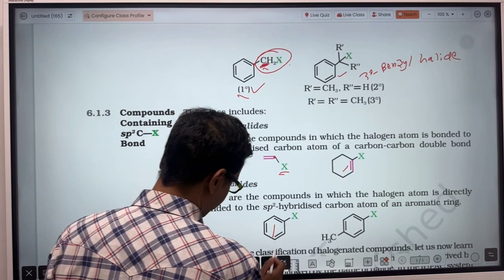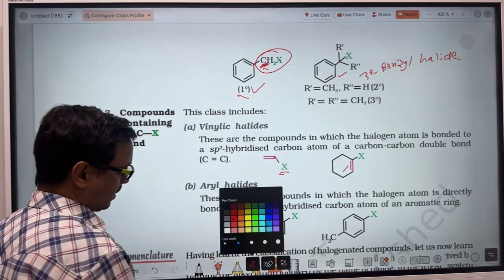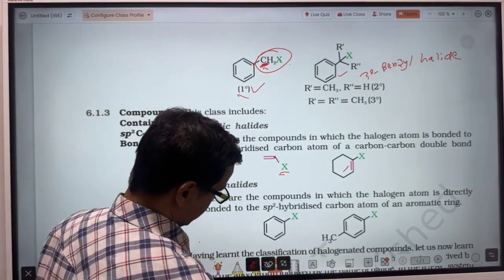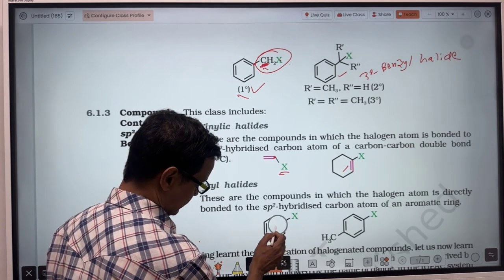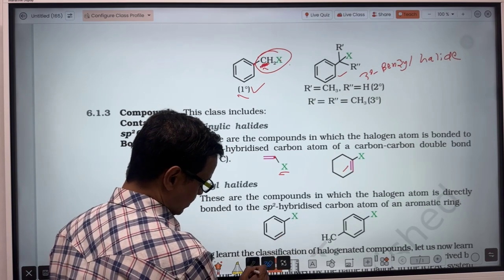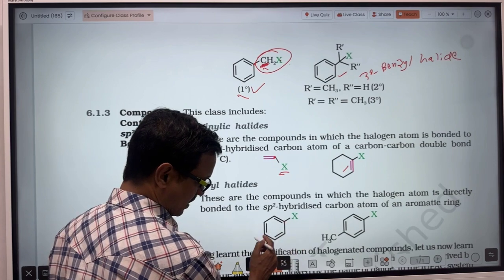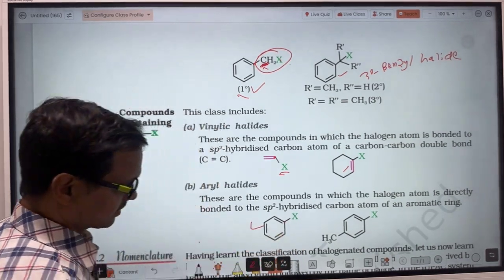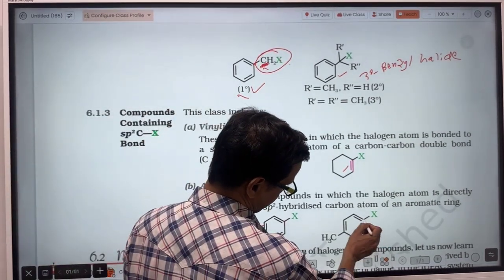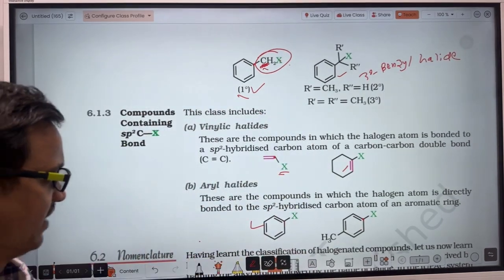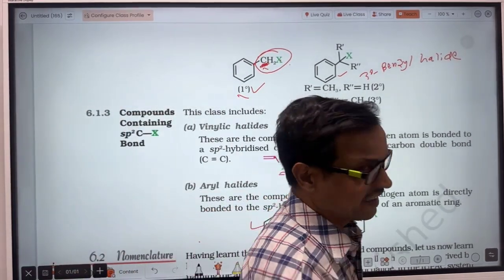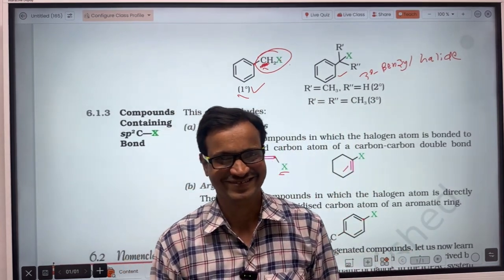In the same way, halogen is bonded directly to benzene. Halogen is bonded to the carbon of benzene. Here halogen is bonded to the carbon of benzene, so that's why it will be aryl halide. Here also halogen is bonded to the carbon of benzene, so it will be called aryl halide.